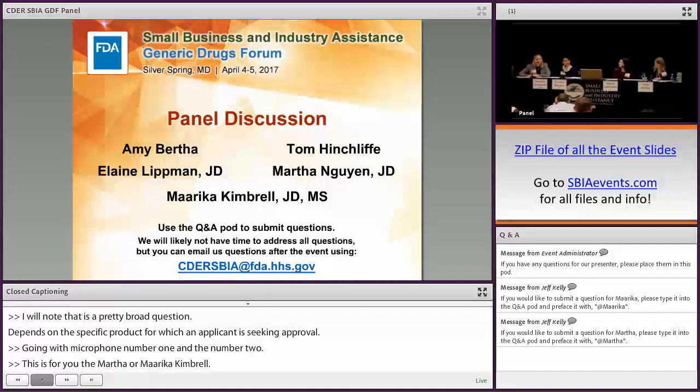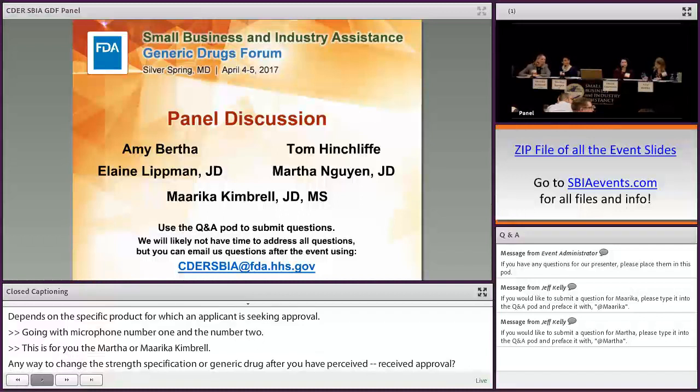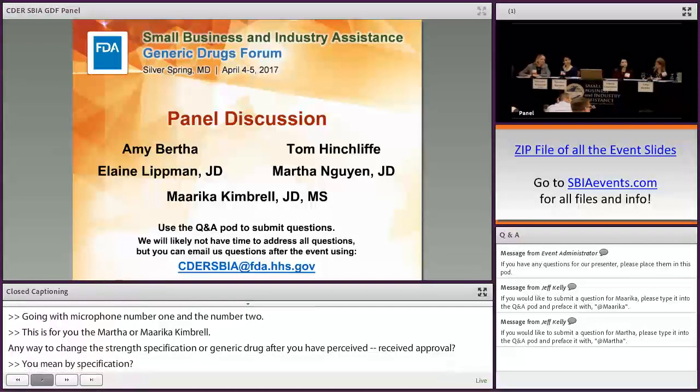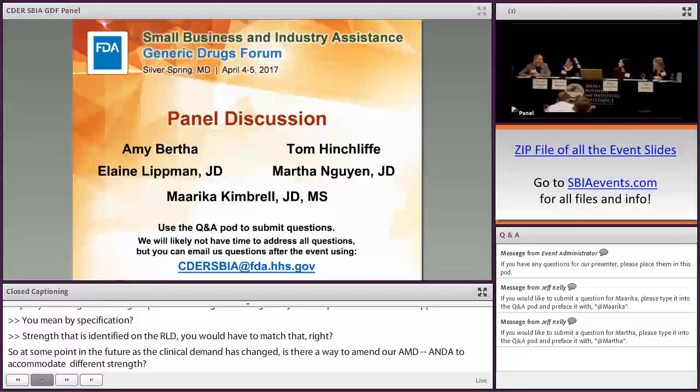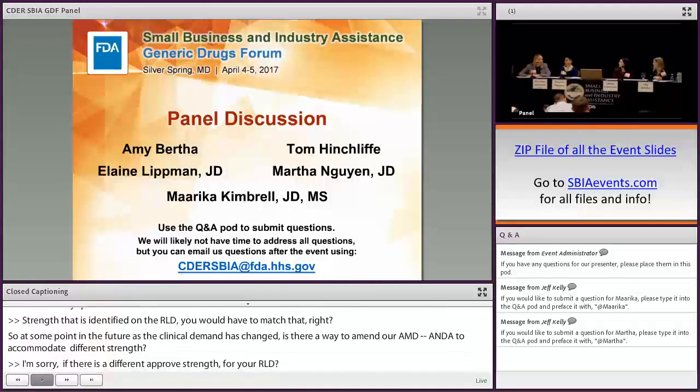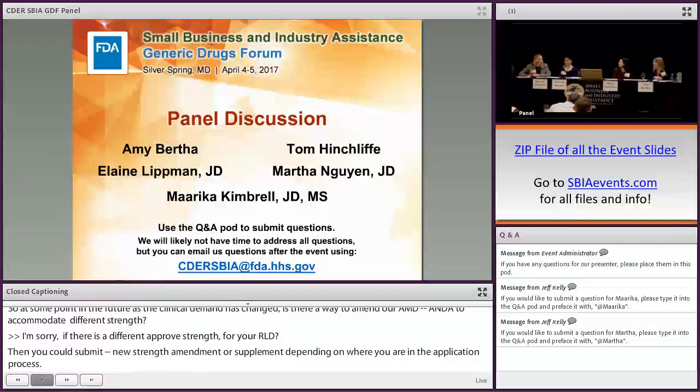You mean by specifications? So the strength that's identified on the RLD, you'd have to match that, right? So at some point in the future, as the clinical demand has changed, is there a way to amend our ANDA to accommodate a different strength? So if there's a different approved strength for your RLD, then you could submit a new strength amendment or supplement, depending on where you are in the application process. If you're trying to seek approval for a strength that isn't otherwise approved, then you would need a suitability petition.